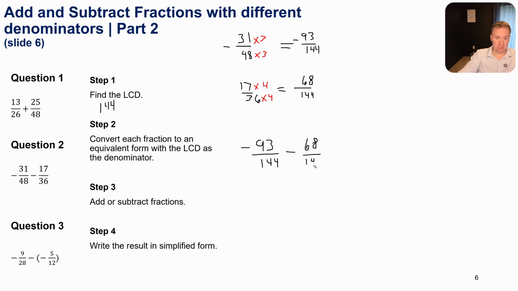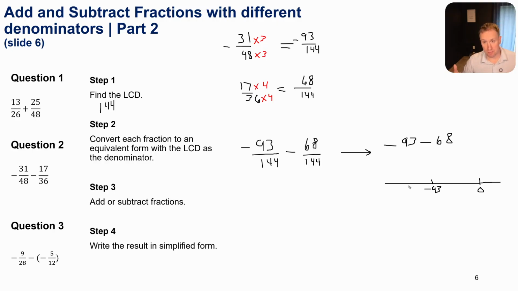Now this is interesting because of the negative and then the minus symbol. So I would like you to isolate and pay attention to the numerators now. So negative 93 minus 68. If I think about, okay, what does this mean? Let's draw our number line just to model it. So 0, not to scale or anything, but we have negative 93.